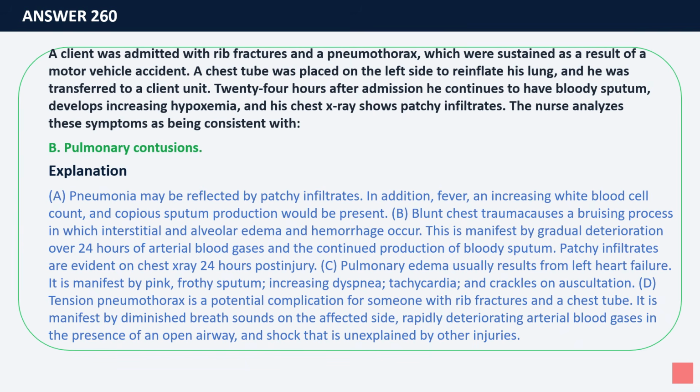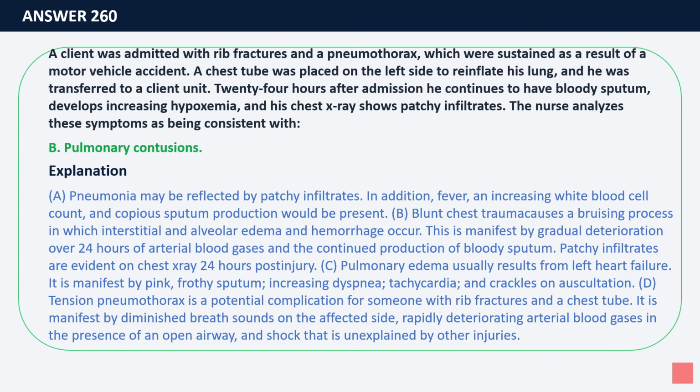Answer: B. Pulmonary contusions. Explanation: A. Pneumonia may be reflected by patchy infiltrates. In addition, fever, an increasing white blood cell count, and copious sputum production would be present. B. Blunt chest trauma causes a bruising process in which interstitial and alveolar edema and hemorrhage occur. This is manifest by gradual deterioration over 24 hours of arterial blood gases and the continued production of bloody sputum. Patchy infiltrates are evident on chest X-ray 24 hours post-injury.